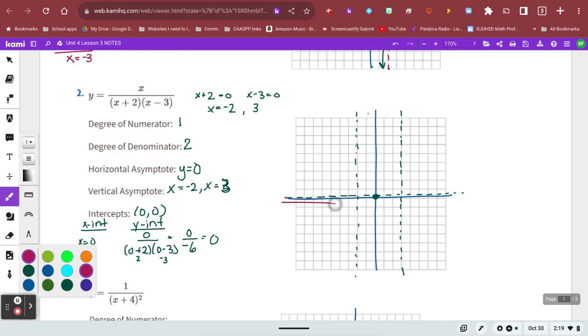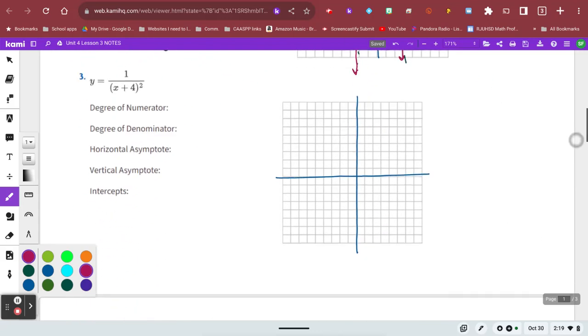But here we're going to have 1. This is a little bit of a weird one. It goes this way. And we know this one's going to go here. This one is going to go like our cubed function, and it's going to cross that 0, 0 right there. A little bit of a strange one, but it's how it works.